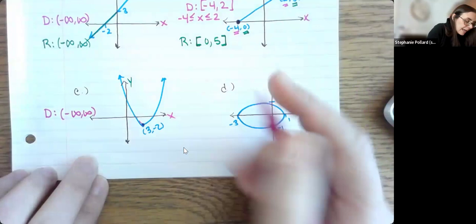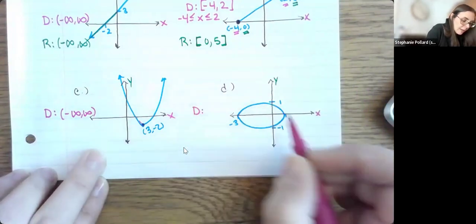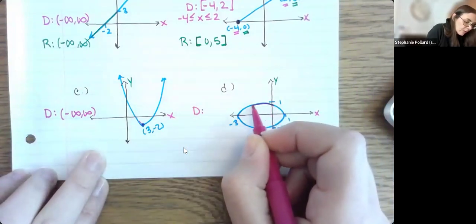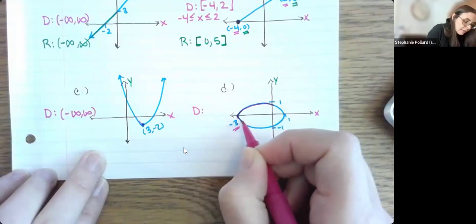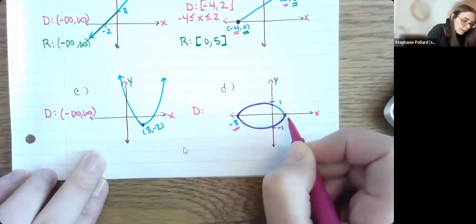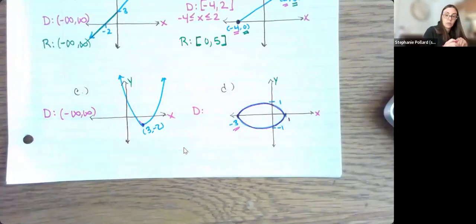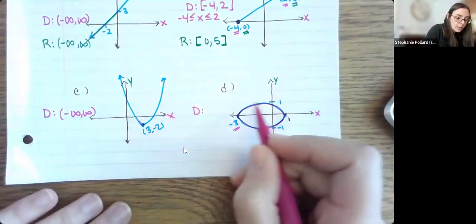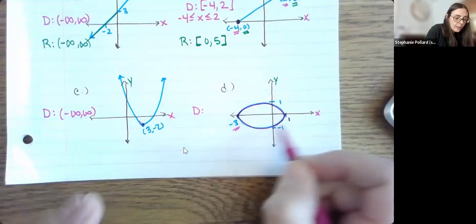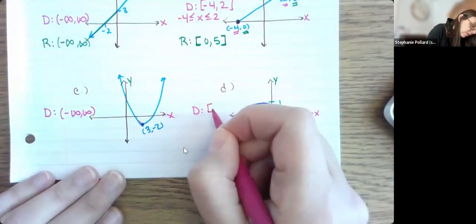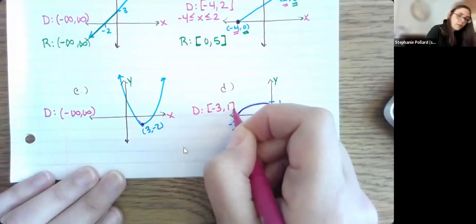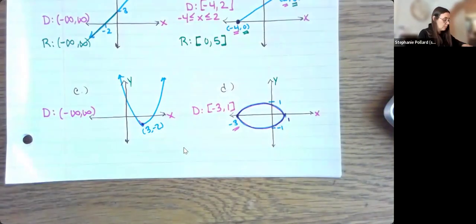However, for this one, I have sort of an oval shape. If I follow my oval around, the furthest left I go for the x value is -3, and the furthest right I go is 1, right? Everything is always in between those two values. And again, this is an oval shape. Everything is included, right? There's no holes in it. So we're going from -3 to 1 with brackets there because we're including those endpoints.